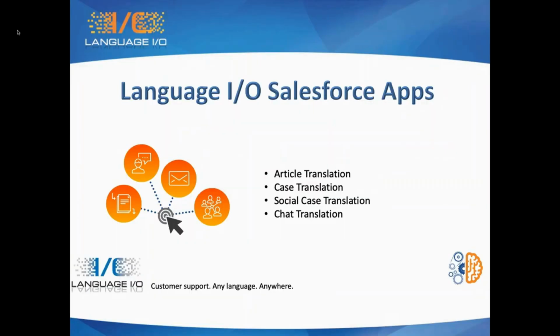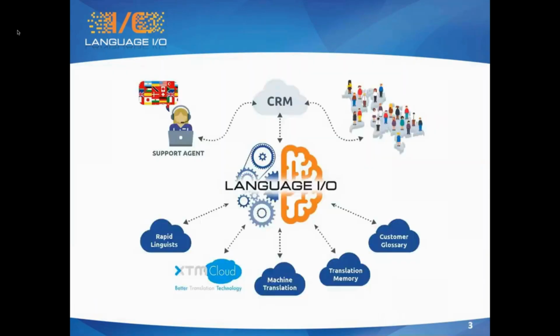Language IO has a number of Salesforce apps that automate translation processes, such as article translation, case translation, social case translation, and chat translation. Because we're focused today on the integration with XTM, I'm going to be demoing the article translation automation from Salesforce into XTM and back. And I'll do the same thing with cases, where a case response by a support agent might require a human translation instead of machine.